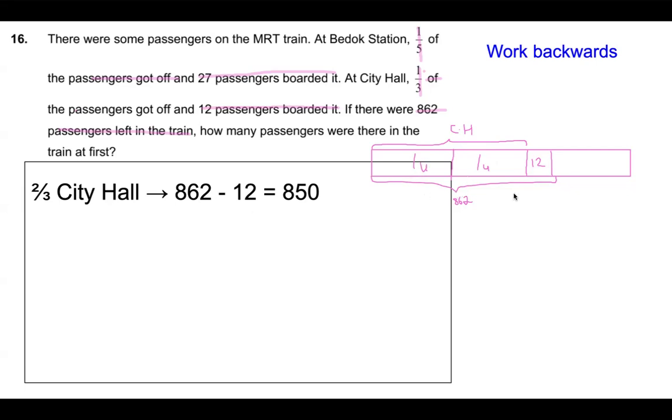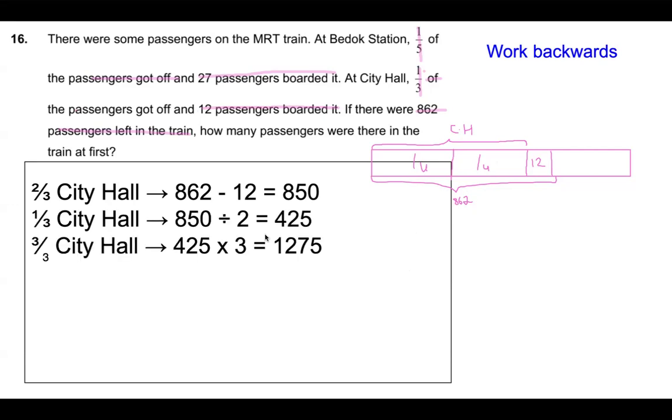And then you will need to find 3 units. That's the number of people on the way to City Hall, meaning from Bedok to City Hall, which is this entire model. So that's what we are going to find. So 1 unit is 850 divided by 2, and then 3 units will be 425 times 3.